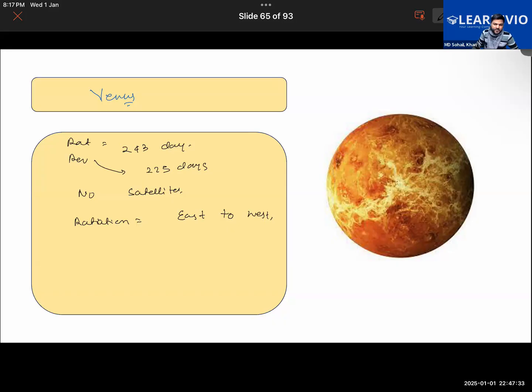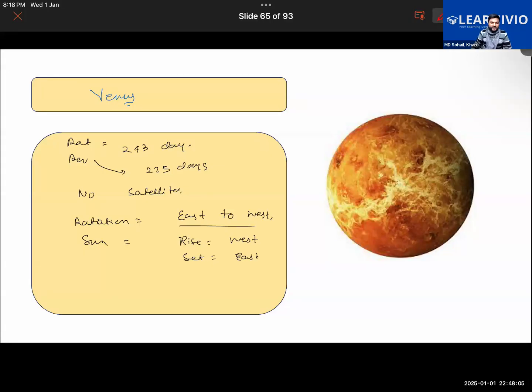Getting back to this, the rotation will be from east to west. Thereby, the sun will appear to rise in the west and would be setting in the east. Why? Because the direction of rotation is opposite. That is one thing. Plus, Venus has got an atmosphere.